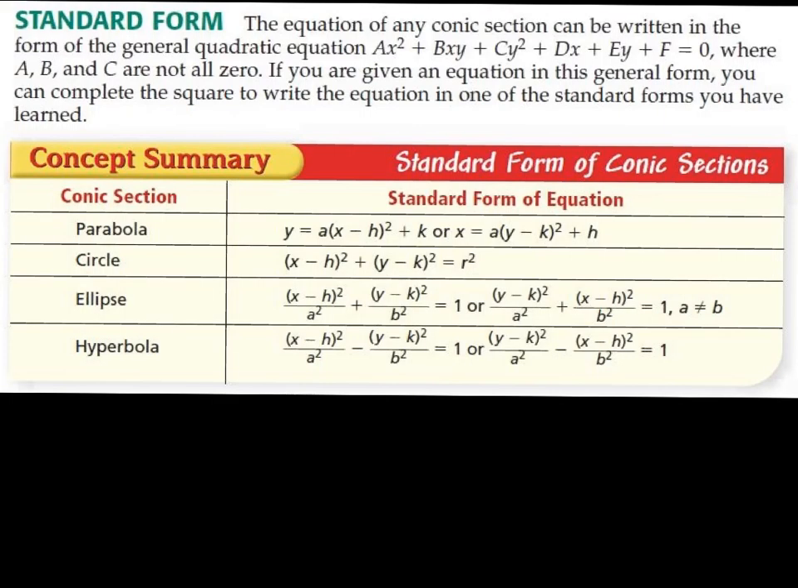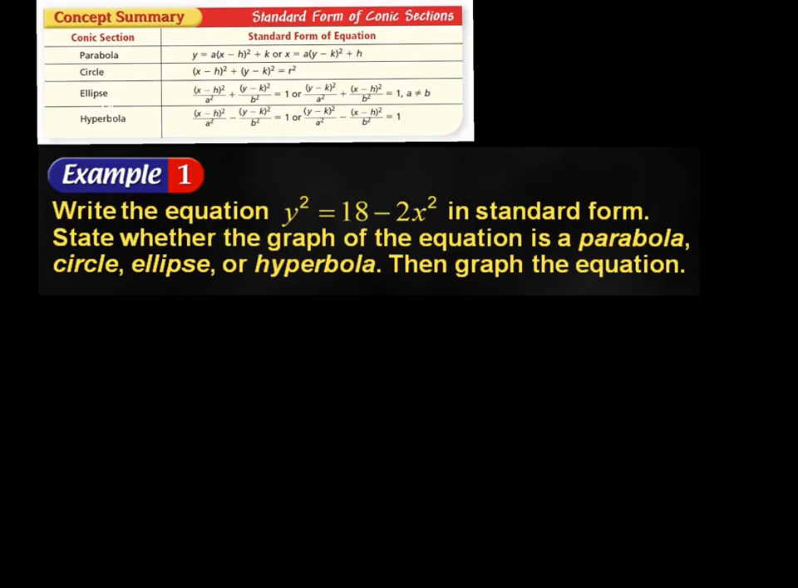The equation of any conic section can be written in the form of the general quadratic equation ax squared plus bxy plus cy squared plus dx plus ey plus f equals 0, where a, b, and c are not all 0. If you are given an equation in this general form, you can complete the square to write the equation in one of the standard forms you've learned. And there they all are again in the chart.